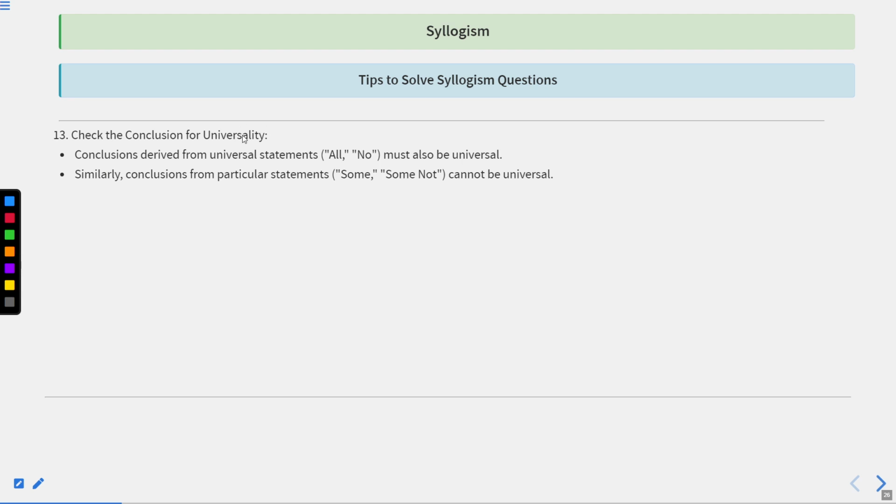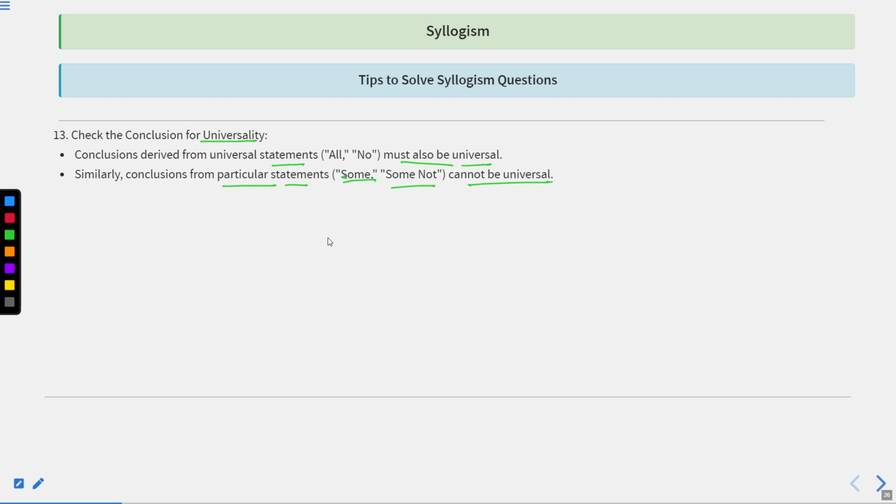Okay, check the conclusion for universality. A conclusion derived from a universal statement, all or no, must also be universal. Similarly, a conclusion from a particular statement, some or some not, cannot be universal. I'll give you an example. If it is mentioned that some A are B, you cannot say that all A are B. Okay, it can be a possibility, but you cannot say that it is a conclusion.